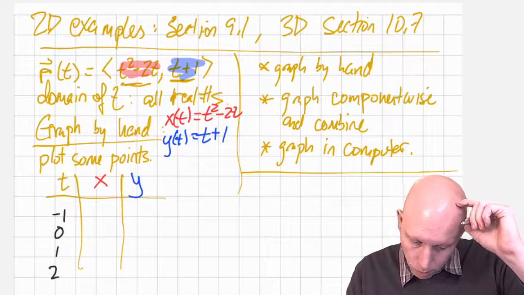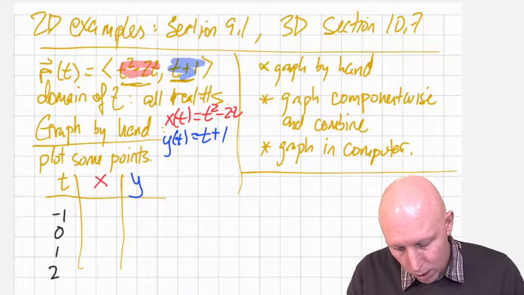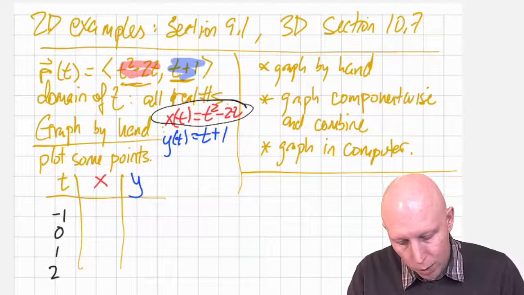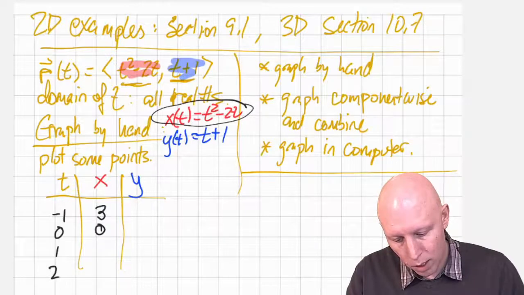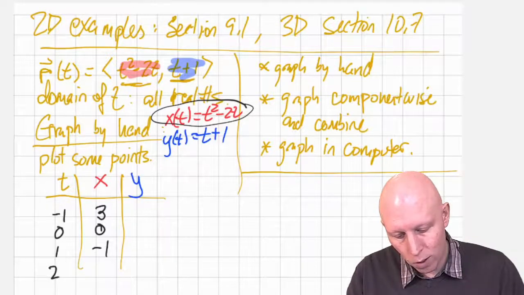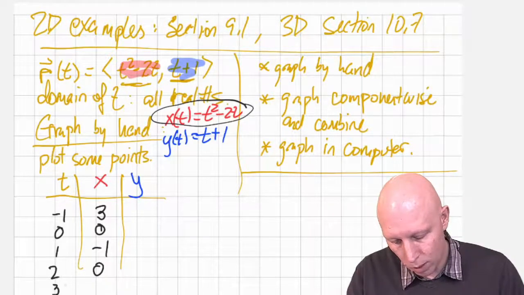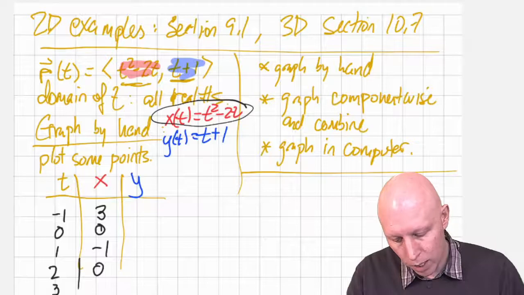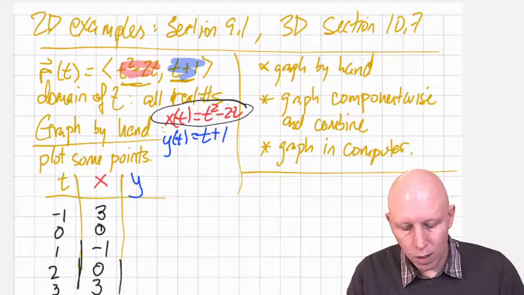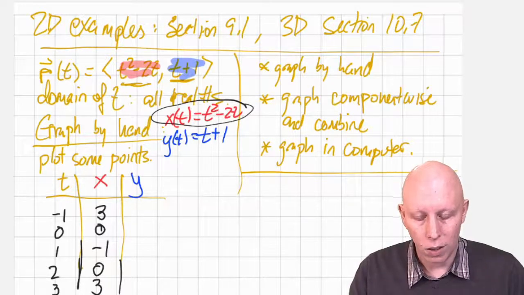So if t is equal to -1, what do we get? Plug in -1 into x of t. So -1 squared is 1, minus 2 times -1, that's 3. Plug in 0. 0 minus 0 is 0. Plug in 1. 1 minus 2 is negative 1. Plug in 2. 4 minus 4 is 0. Let's go one more down. Plug in 3. 9 minus 2 times 3 is 9 minus 6 is 3. So those are the x values of this function.